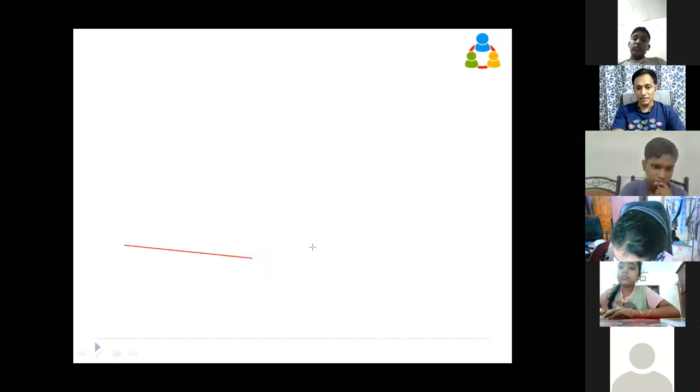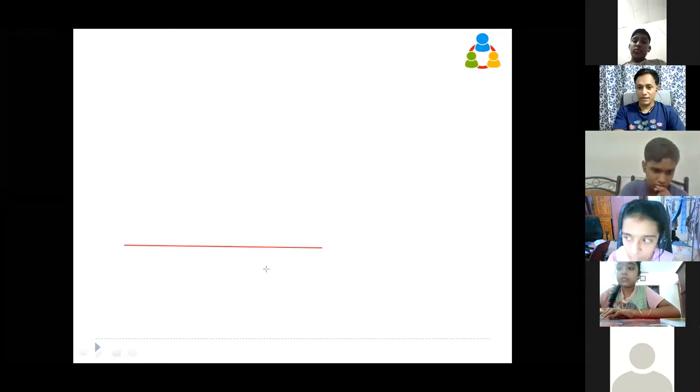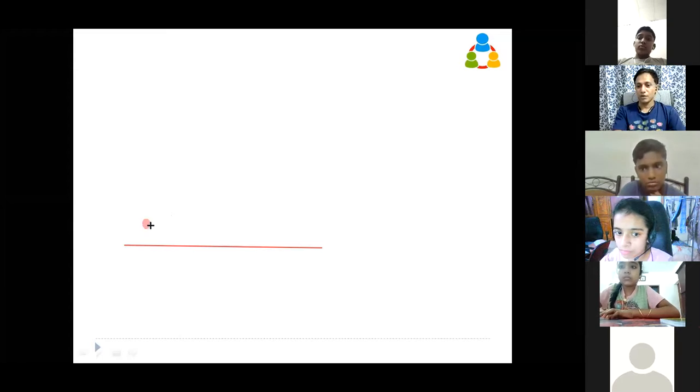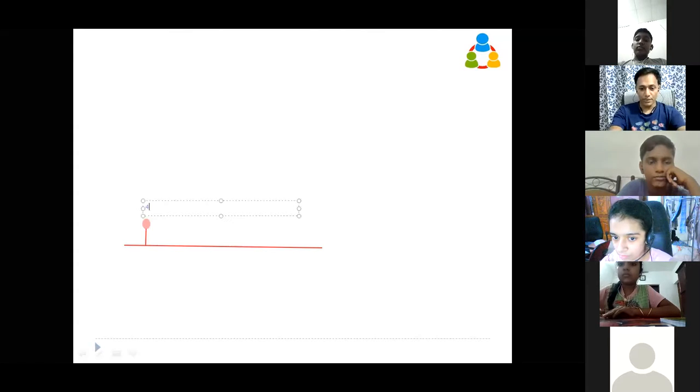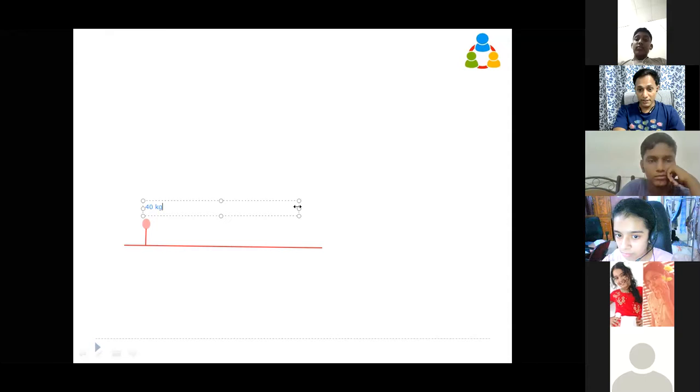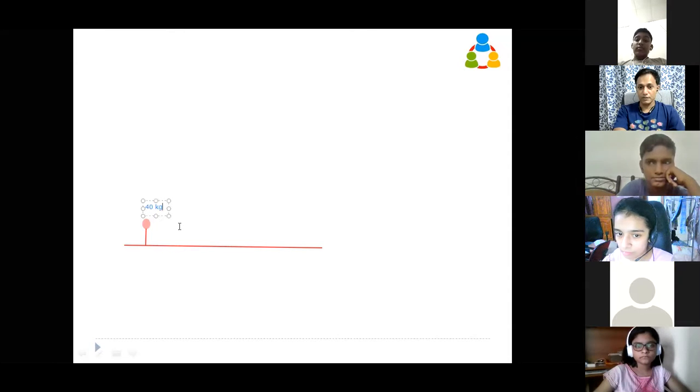So I'm telling you, this is Earth. Below this, assume this is the earth line. Now our friend Alan Joshen is standing on top of it. What is the mass of Alan? 40 kg. So Alan Joshen, who is 40 kg in mass, is standing on Earth, right?